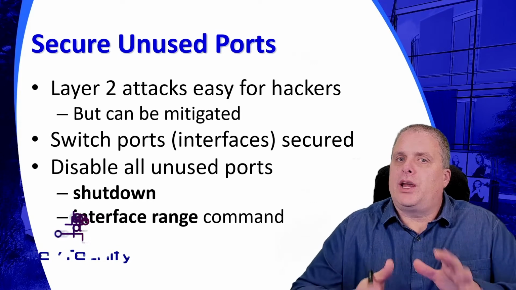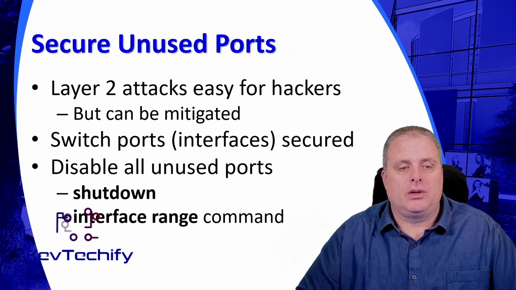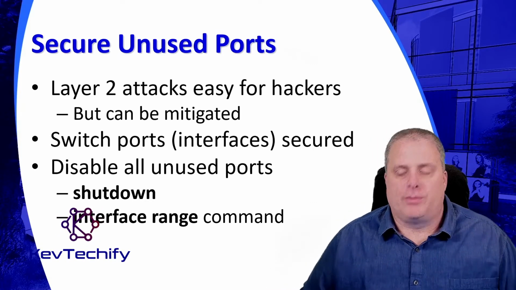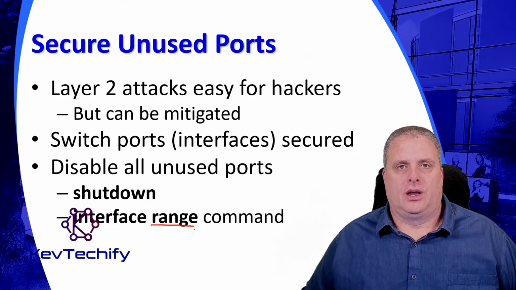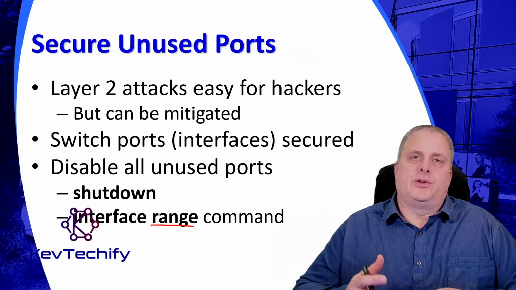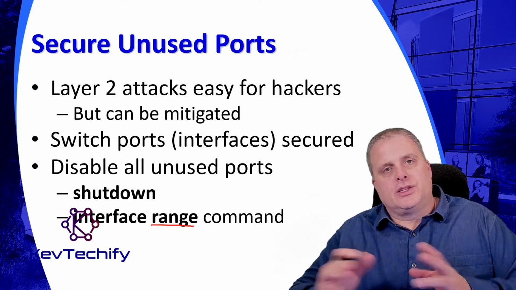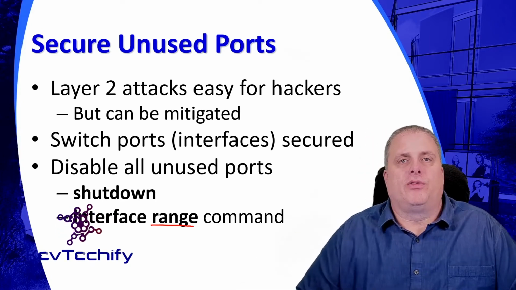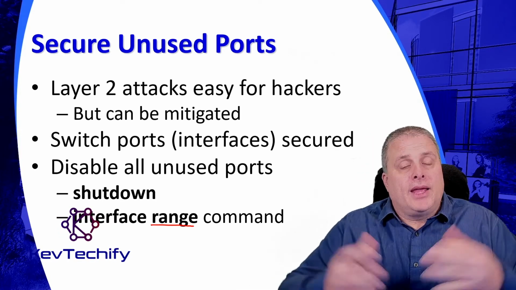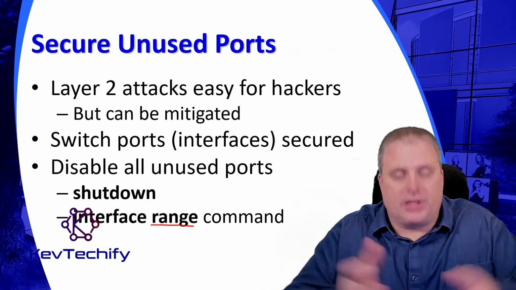Sometimes on your switch, you have quite a few ports to shut down. This is where the interface range command comes in. You can do a range of interfaces. Instead of having to go into each port individually, FastEthernet 0/1, FastEthernet 0/2, you could do a range of FastEthernet 0/1 to 24 and shut everything down. And that's a good way to secure your device.